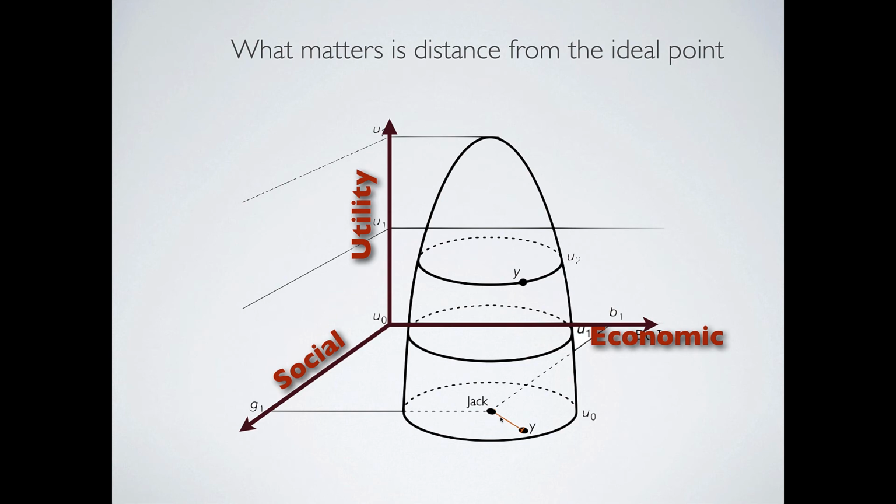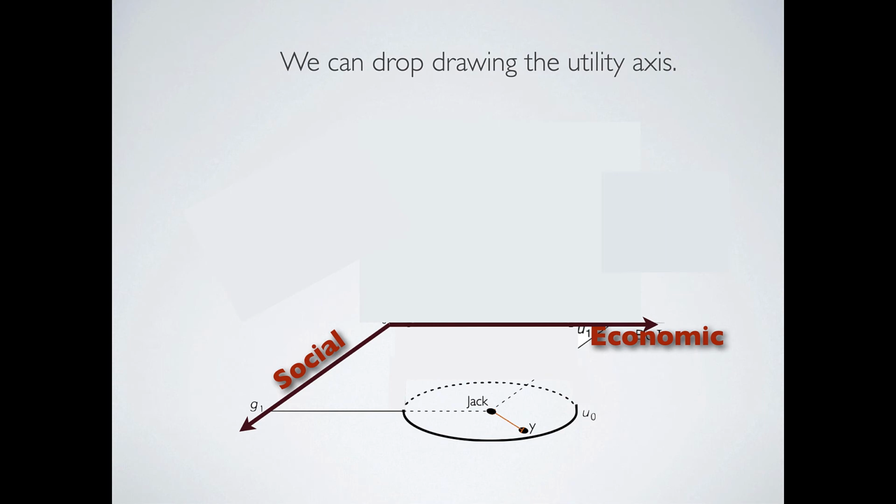All that I care about really is how far is y from Jack's ideal point. That tells me what his level of utility is, and it tells me all the other points that he prefers the same amount. It tells me anything closer is in his preferred-to set. Anything on that circle he is indifferent to with respect to y. So we can get rid of the utility axis and we can do everything just on the two-dimensional plane.